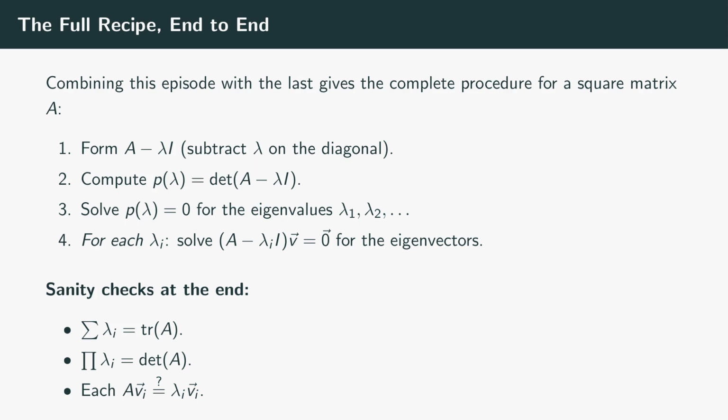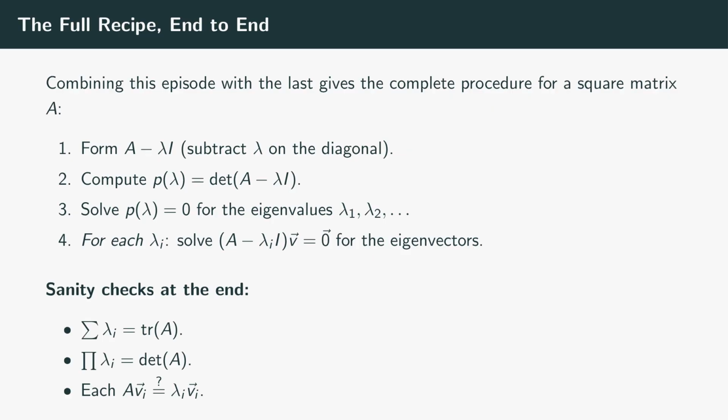Let's pause and assemble the full recipe, because between this episode and the last, we now have the entire procedure. Given a square matrix A, step 1, form A minus lambda I by subtracting lambda from each diagonal entry. Step 2, compute the determinant of that, which is the characteristic polynomial. Step 3, set the polynomial to 0 and solve for the eigenvalues. That is this episode's contribution. Step 4, for each eigenvalue you found, go back and solve the homogeneous system A minus that eigenvalue times the identity times V equals 0 to get its eigenvectors. That was last episode's contribution, so the order is always eigenvalues first, eigenvectors second.